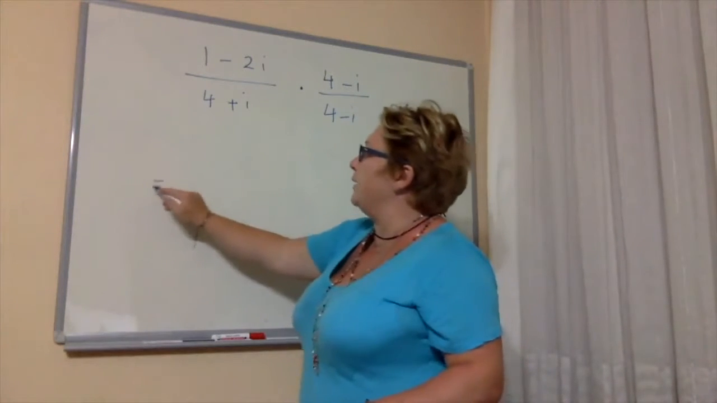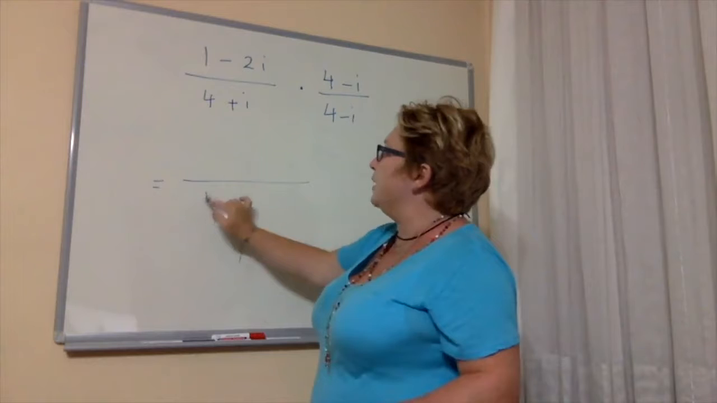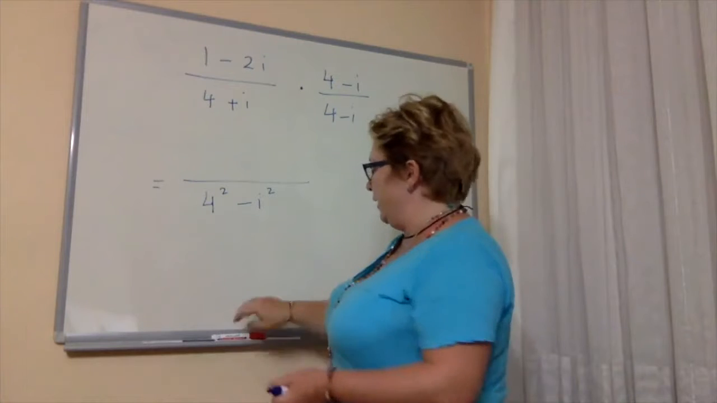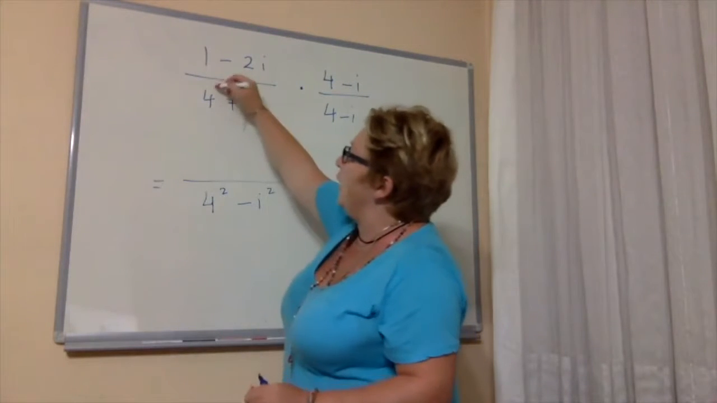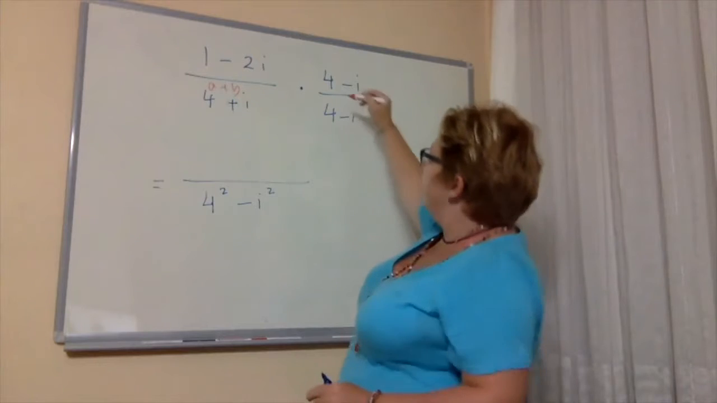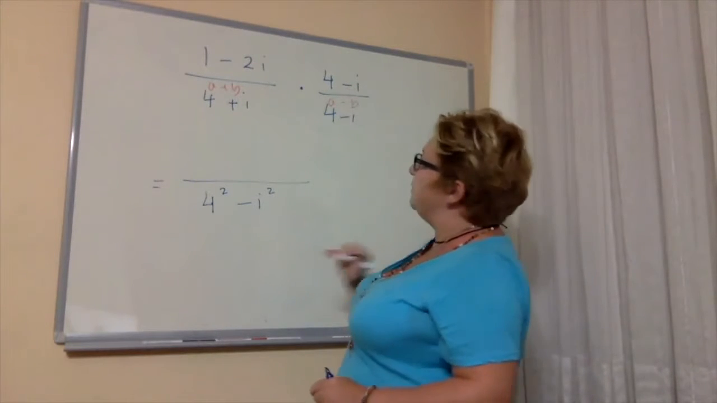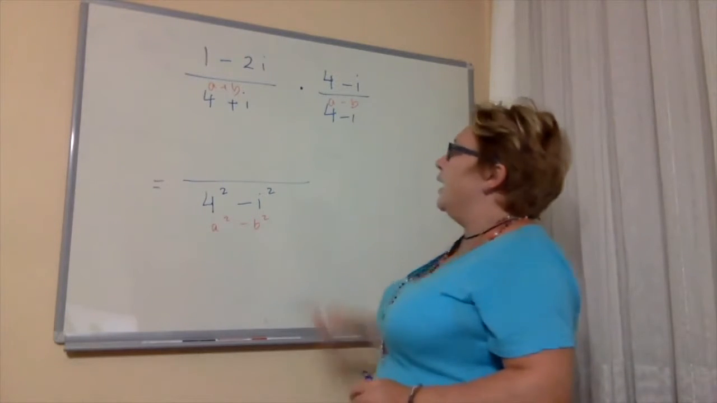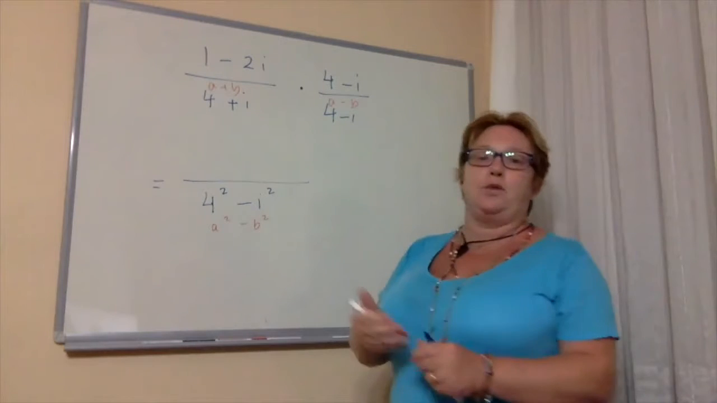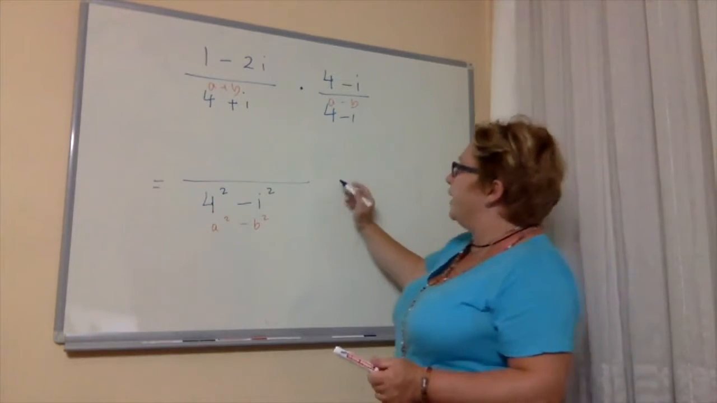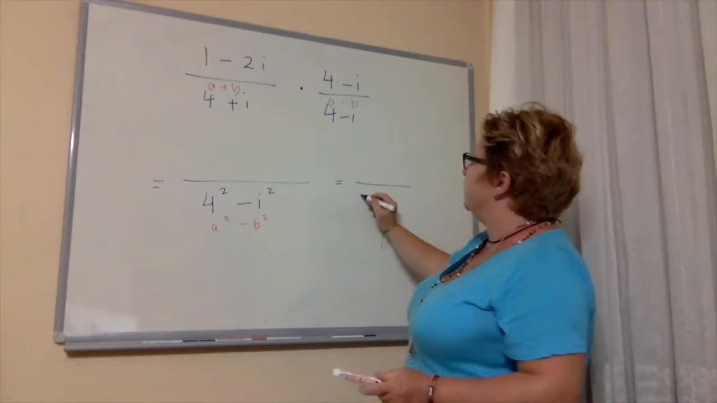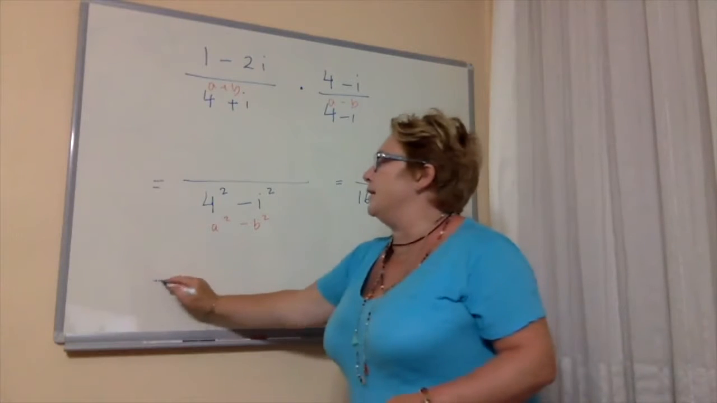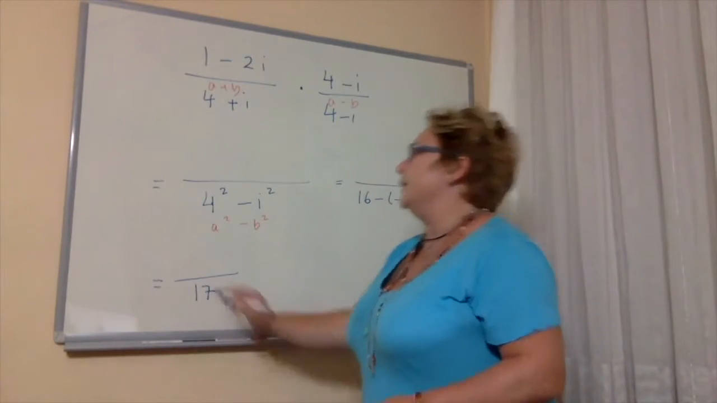So when we do that, the denominator becomes 4 squared minus i squared, because we can think of 4 plus i as a plus b, and 4 minus i as a minus b. So when we combine them, we get a squared minus b squared, and that's 4 squared minus i squared. And then instead of i squared, we can simply say negative 1. So we have 16 minus 1, which gives us a denominator of 17.